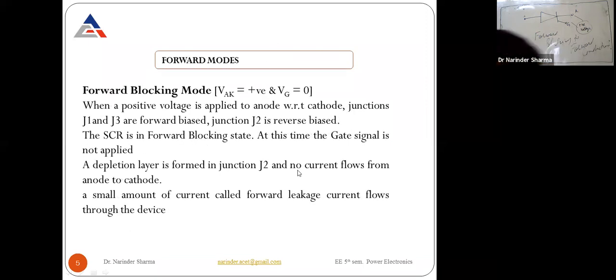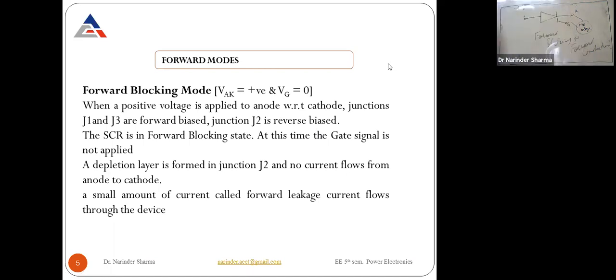Forward mode. Here the anode to cathode voltage is positive and the gate voltage is 0. When a positive voltage is applied to the anode with respect to the cathode, junctions J1 and J3 are forward biased. J2 is reverse biased.